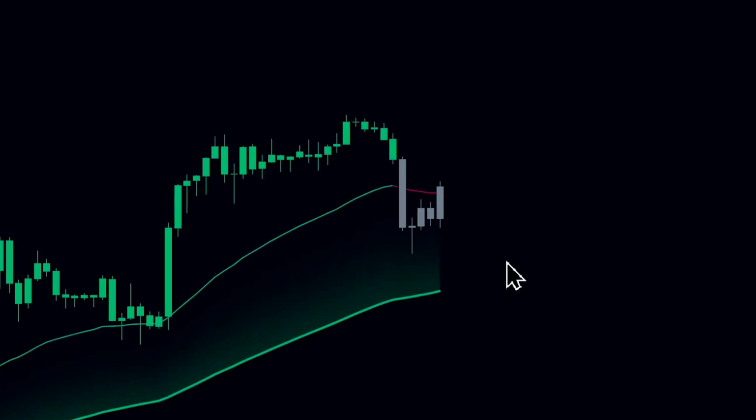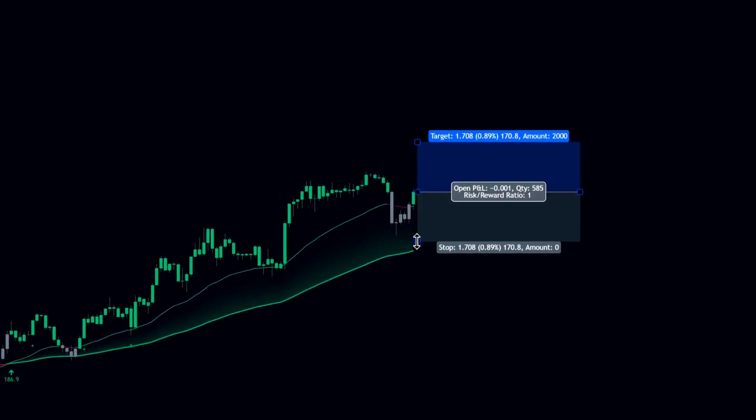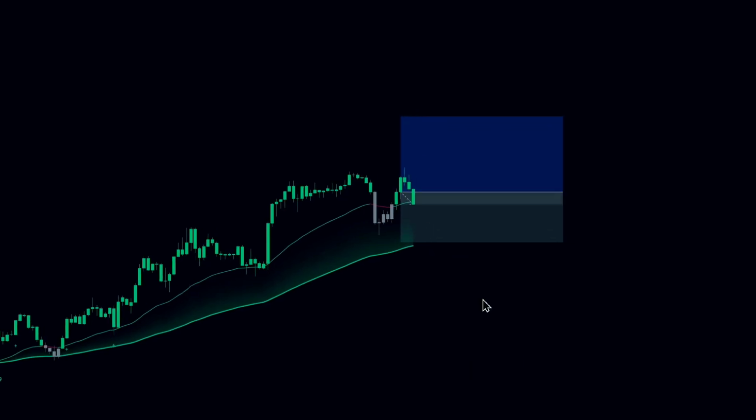Step 3, confirm the end of the pullback. When the candles switch back to green, it's time to enter a long position. Set your stop loss below the recent swing low and aim for a take profit at 1.5 times the risk.